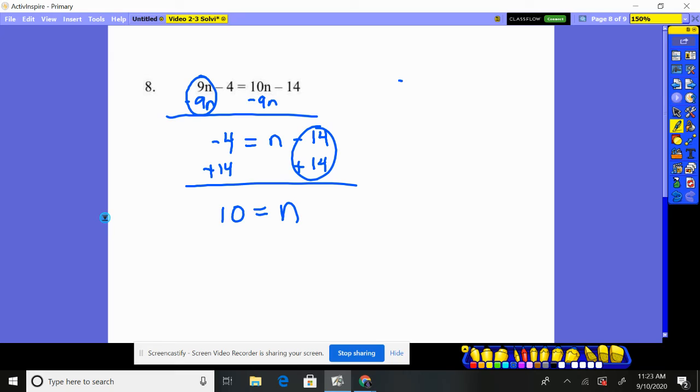Let's check it out. Does 9 times n, which is 10 we've discovered, minus 4 equal 10 times the n value of 10 minus 14? 9 times 10 is 90. 90 minus 4 is 86. 10 times 10 is 100. 100 minus 14, 86. Yes, we are correct.